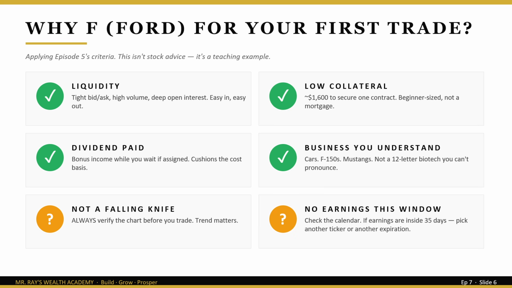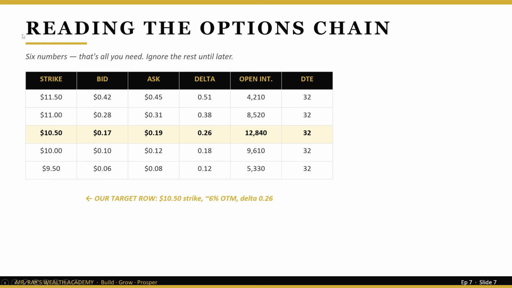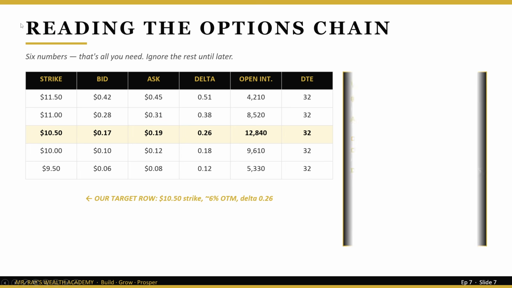So the other thing we look at, we're always going to look at the chart before we trade because the trend matters, and then we're going to verify there's no earnings window. Okay. Reading the options chain. This is going to be the first time you're going to be looking at an option chain. So I'll need to take you through each one of these and what they mean because that's what we're going to need to be looking at.